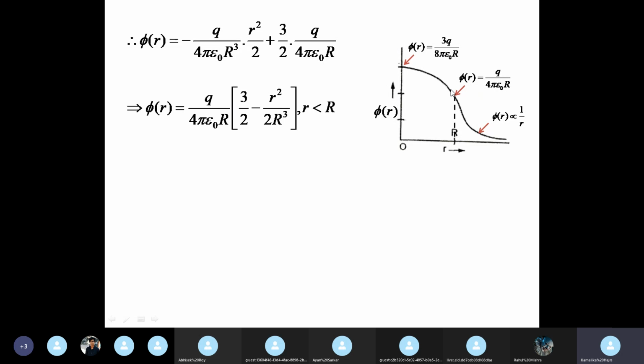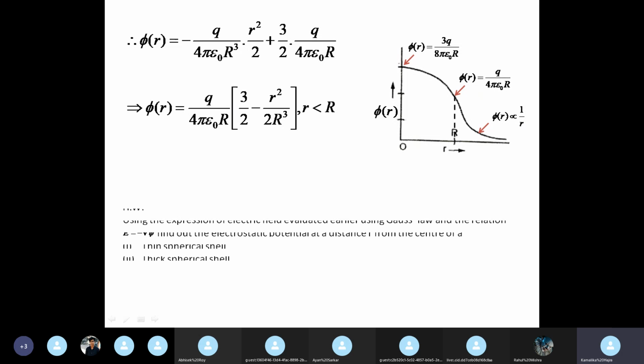What is the highest value? What is the value at the boundary, that is exactly at the surface of the sphere, and then how it decreases as you go further and further.